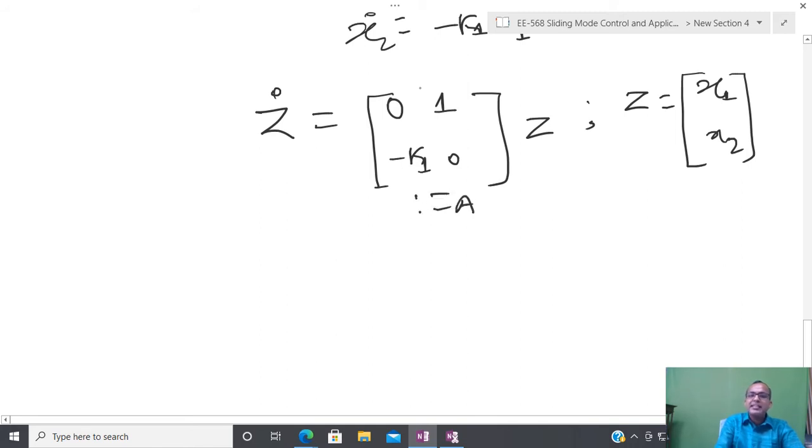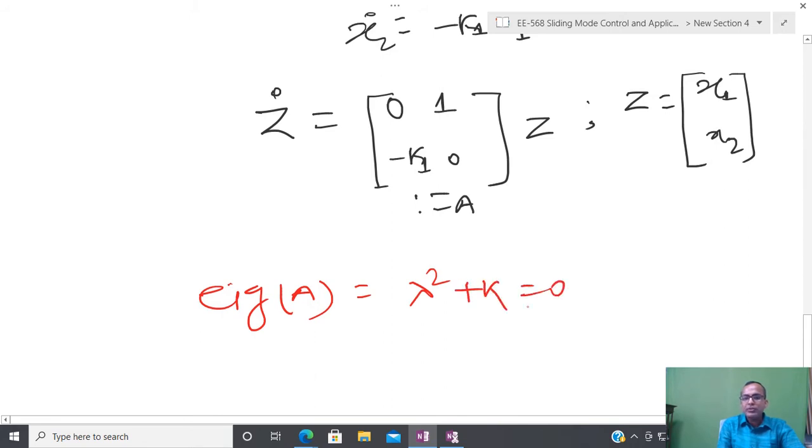I have defined this matrix as A, and if you see the eigenvalues of A, could you please tell me what the eigenvalues are? Here you can see that I have lambda square plus k1 equal to 0. So lambda is nothing but plus minus i times the square root of k1. Does anyone have any confusion on this? In order to calculate the eigenvalue, you can take this quantity to the other side and then take a square root. And this is k1 particularly.